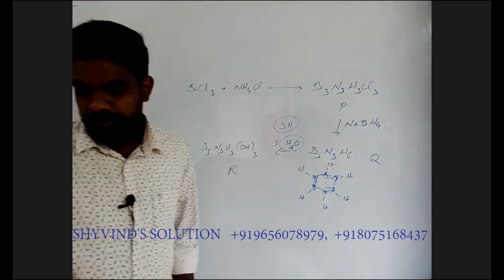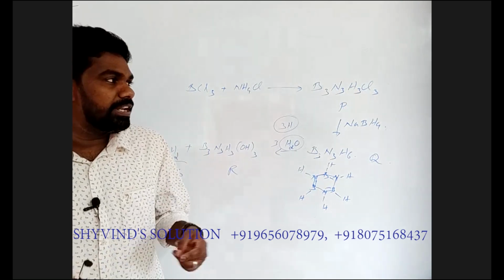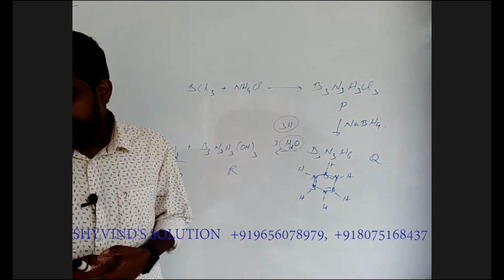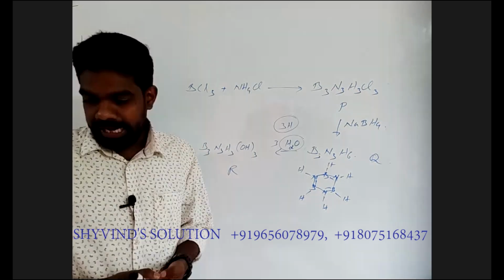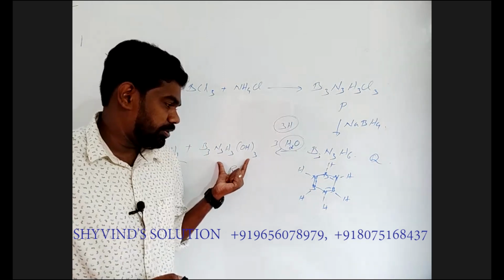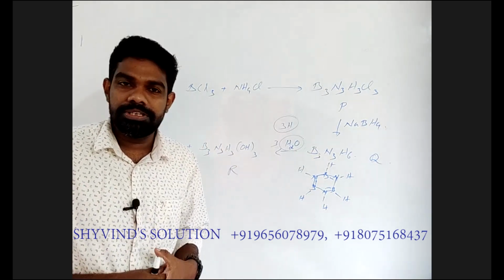So if you look at the options, P is B3N3H6 is given in the option. That is not correct. Second option, R is B3N3H3(OH)3. That is correct. The answer is option B. Second option is correct. All other options are wrong.